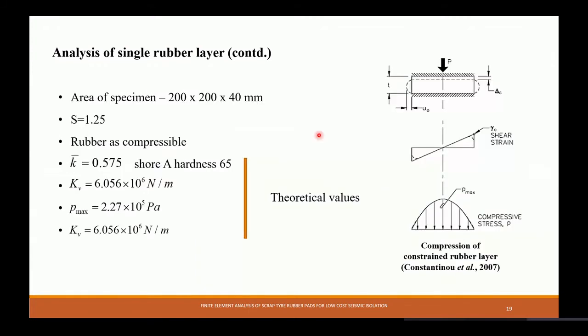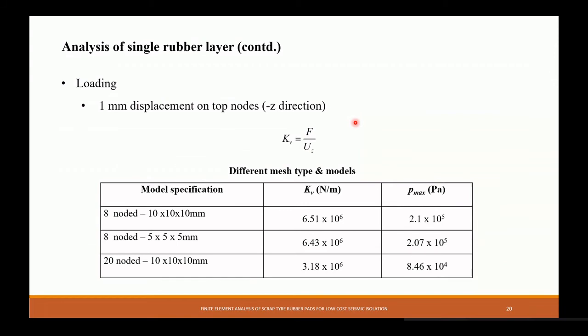The analytical analysis was also done, but these analysis parameters were from the analysis of a rubber layer without any reinforcing cords or wires that we have in scrap rubber tire. But we will see whether those formulas are valid or not. 1 mm of displacement was applied at the top nodes, and the vertical stiffness was calculated.